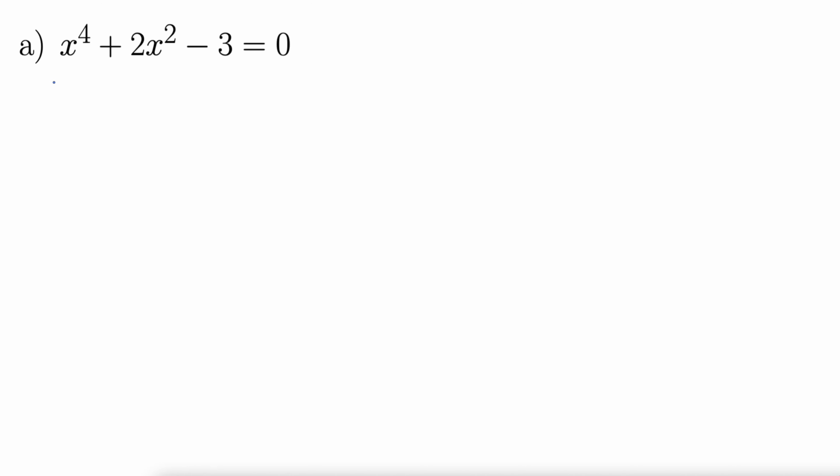Let's rewrite it a little bit. What if we said this? Instead of x to the fourth, what if we wrote (x squared) squared plus 2, and now I'm going to put this x squared in parentheses, minus 3 equals 0. Now it really looks like a quadratic equation.